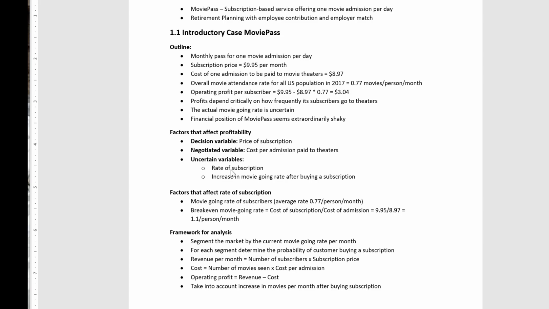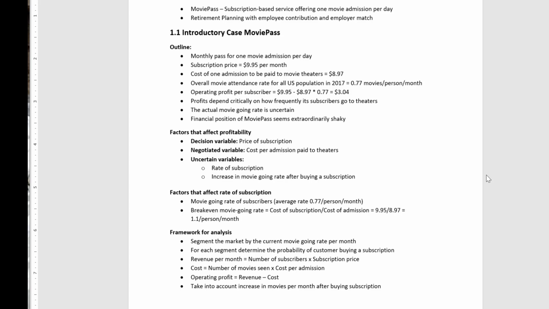Okay, and after somebody subscribes, what will be the increase in the movie going rate of that person? Okay, so from 0.77 movies, how much is it going to increase? And also we may want to segment the population. Instead of using an overall average of 0.77, we can segment the market into different levels of current movie going rate, and in each of those segments the probability of subscription would be different.